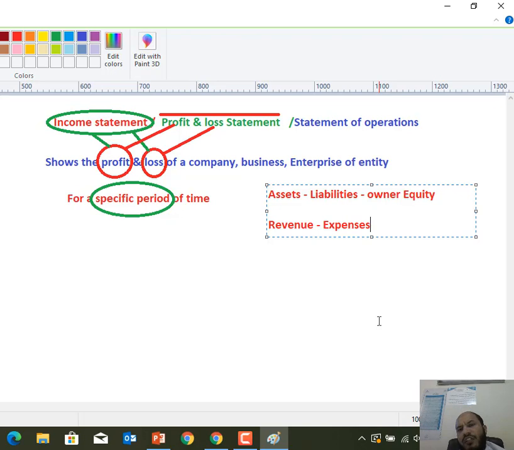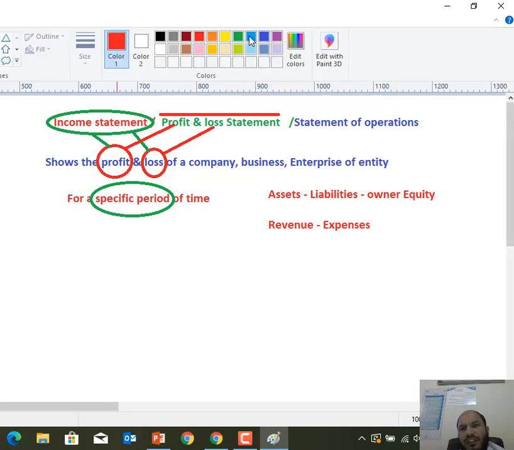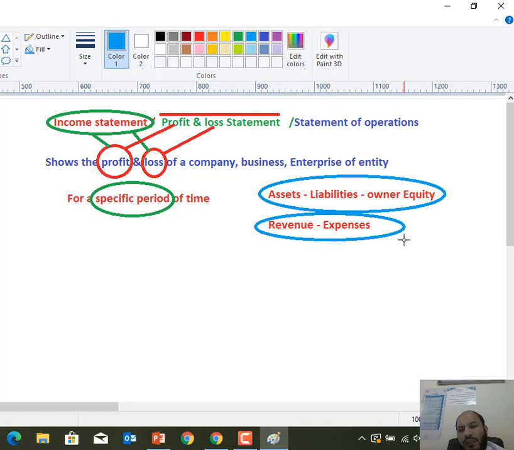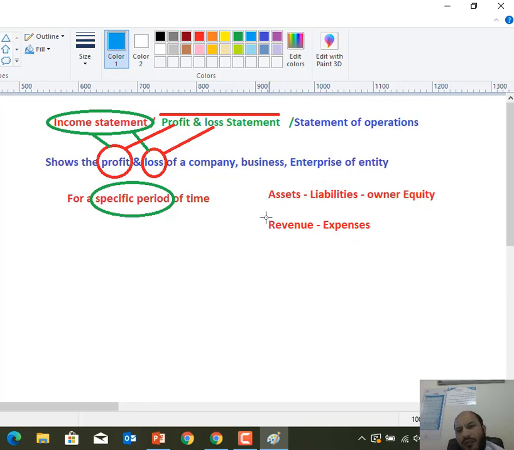So see, dear students, the first three, which are the assets, the liabilities, and the owner equity, these 3 are the balance sheet accounts. But the rest of the 2, which are the revenue and expenses, are the income statement accounts. So these 2 are the income statement accounts.